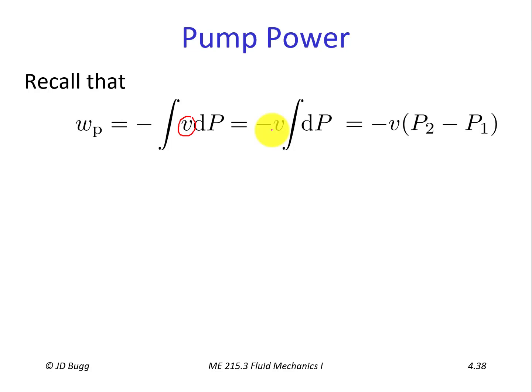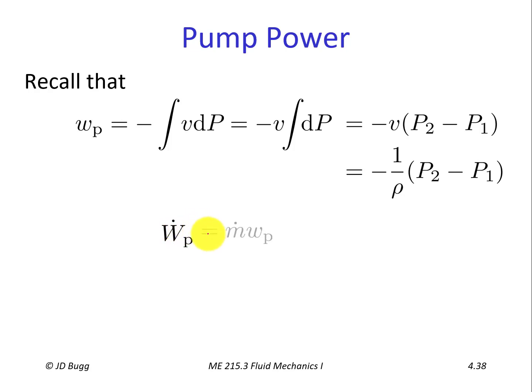Well, again, in this course, we don't really use specific volume, rather we use density, so we'll just replace that V with 1 over the density. And what we're more interested in, rather than the work per unit mass, which is what this is right now, we're interested in the rate at which work is being done on the fluid. So W dot of the pump.